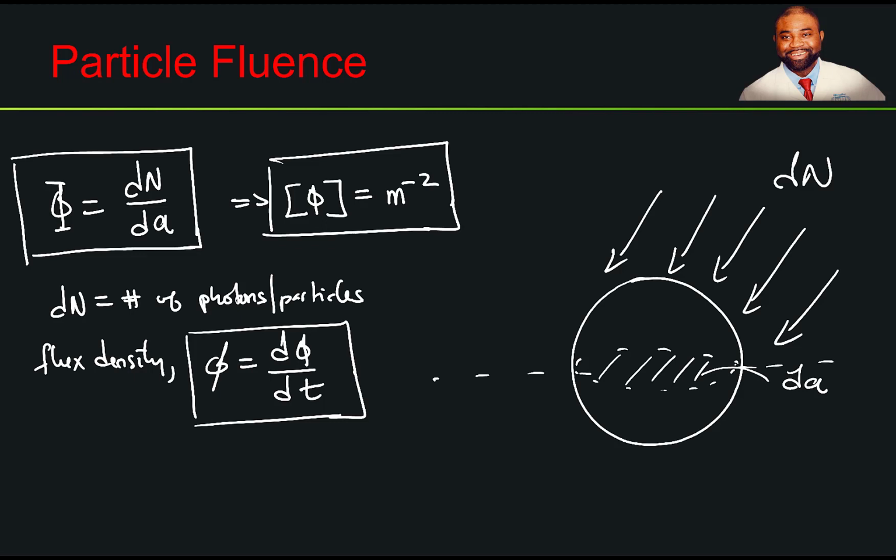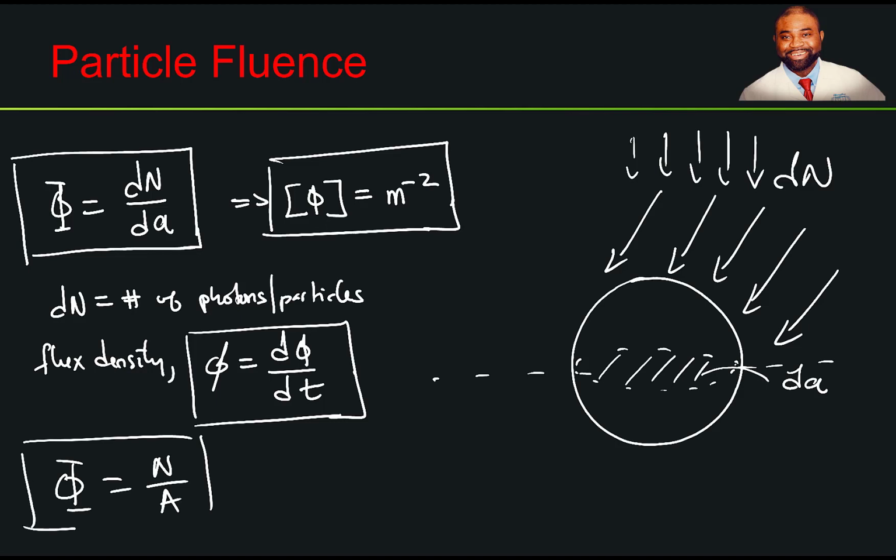If these particles are incident at right angles onto the cross-sectional area, then we will be dealing with planar fluence, which is simply equal to the number of particles incident on the surface divided by the cross-sectional area of the surface. Understand that whether the particles are incident obliquely or perpendicular to the plane containing the cross-sectional area, the number of particles hitting the sphere is the same.